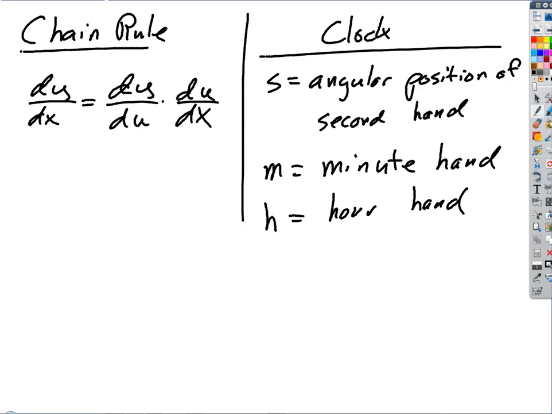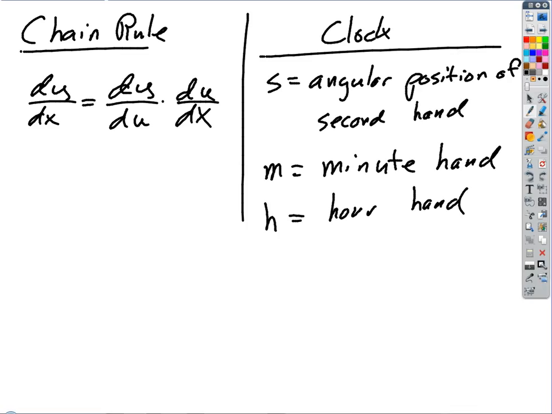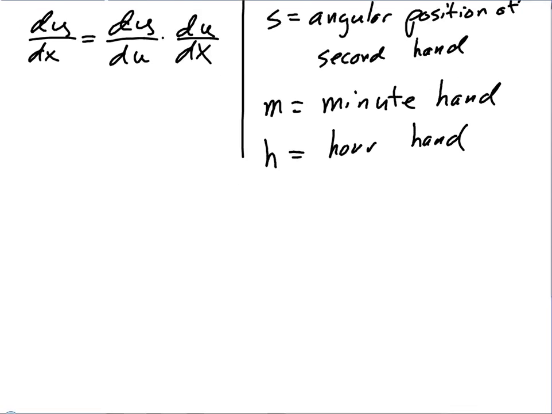We could define some rates of change here, though. We could say something like this: ds/dm. And what that means, it's a derivative, but a derivative really represents, in this case, a rate of change of these two different quantities. The way we would say that is the rate of change of the position of the second hand with respect to the position of the minute hand.